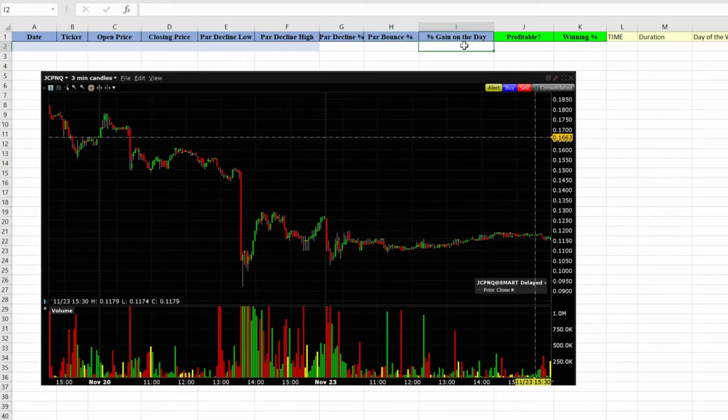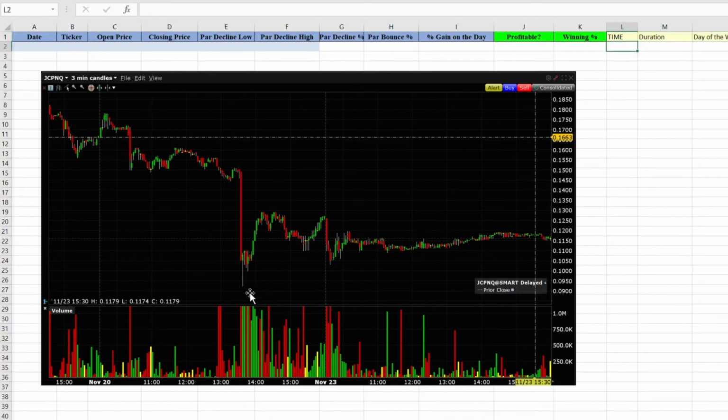Now percentage gain on a day is basically how strong or weak the stock price closed on the day. Profitable or not, you're gonna say yes or no. And winning percentage is basically the formula, it's amount of positive outcomes divided by the total amount of outcomes. Now these three cells are extremely important. I would say one of the most important cells, one of the most important data that you can track.